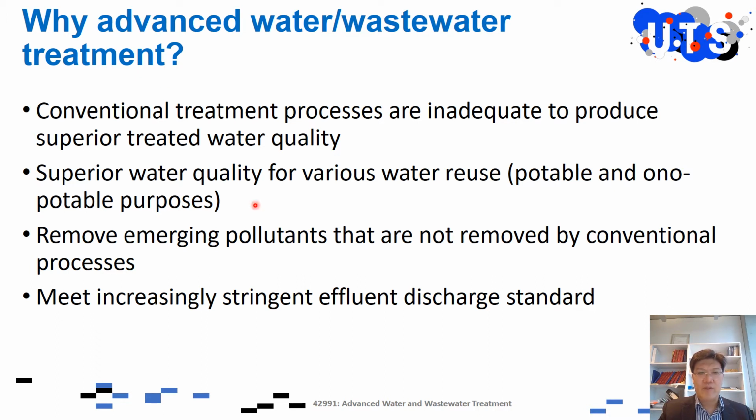Remove emerging pollutants that are not removed by conventional treatment processes. Nowadays, a lot of synthetic chemicals and synthetic materials are produced. For example, our perfumes, cosmetics, or some medicines are all compounds and emerging pollutants, which are very difficult to remove by conventional treatment processes. That's the reason why we have to consider advanced water and wastewater treatment, to remove these emerging pollutants better.